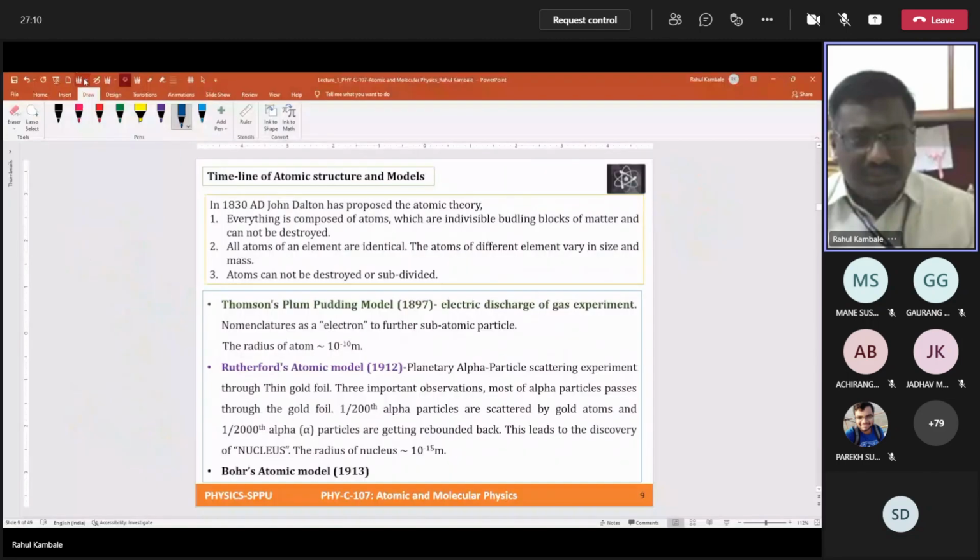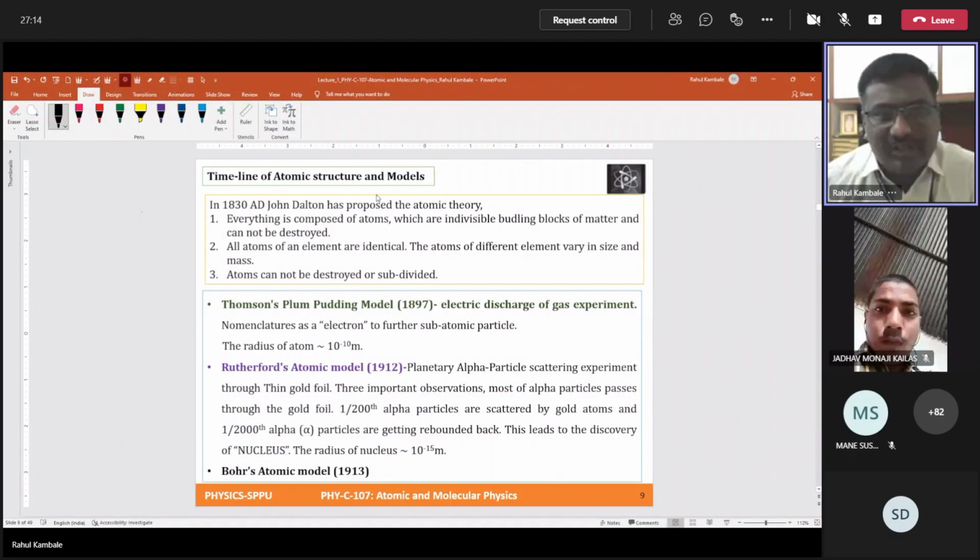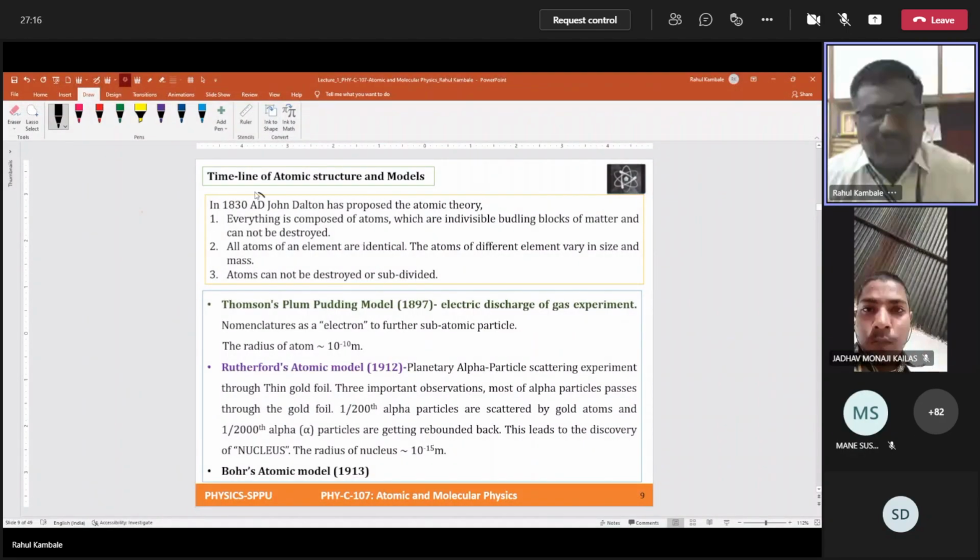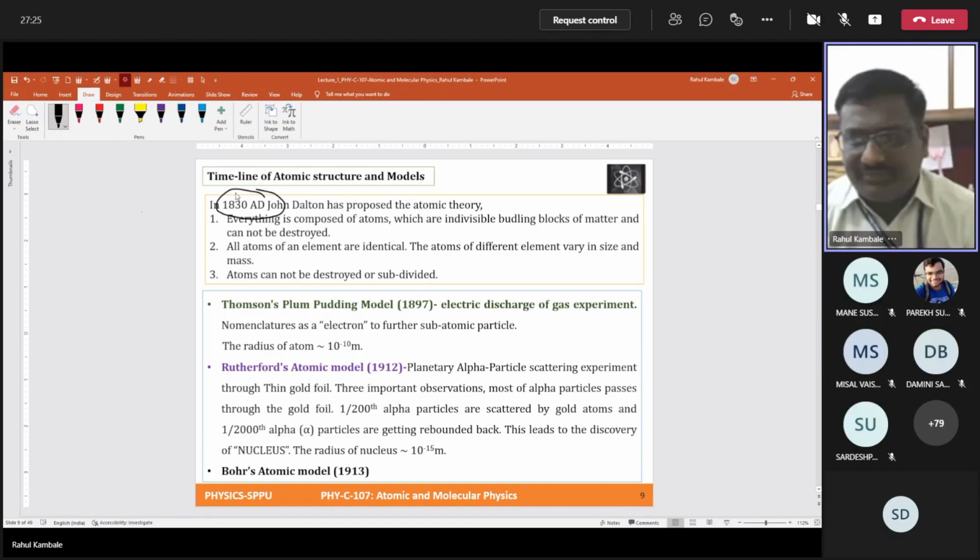So let us begin with the timeline of the atomic structure and models. As I see, 1813 AD. Okay, Dalton. Now we are going to spend some 2 or 3 minutes on the timeline. Dalton has proposed his atomic theory.